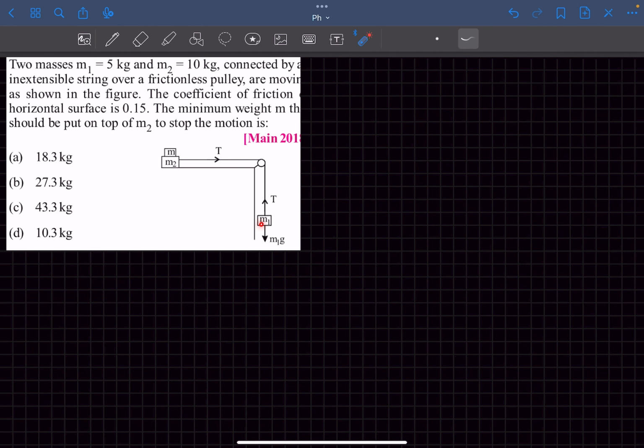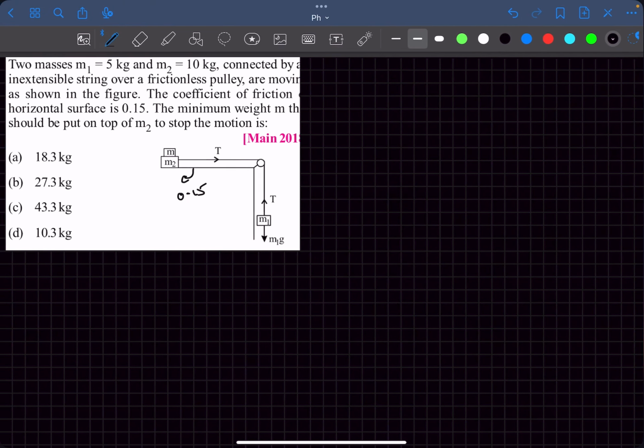We have two masses, M1 and M2, whose masses are given, and they're connected by an inextensible string over a frictionless pulley. They're moving as shown in the figure. The coefficient of friction of the horizontal surface is given to be 0.15. So the friction here is 0.15. The minimum weight M that should be put on top of M2 to stop the motion.